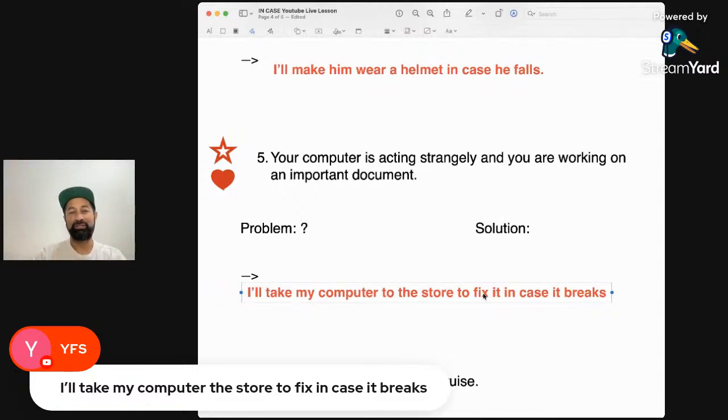With health, you get the headache, then you fix it. But with devices like machines, when something is not working smoothly, whether it's your computer, whether it's your car, oh, something is strange, something is not running smoothly. So you take it to the store. You could change the verb, YFS. You could say, I'll take my computer to the store to get it checked, in case it breaks. That's also a possibility. But I like your answer.